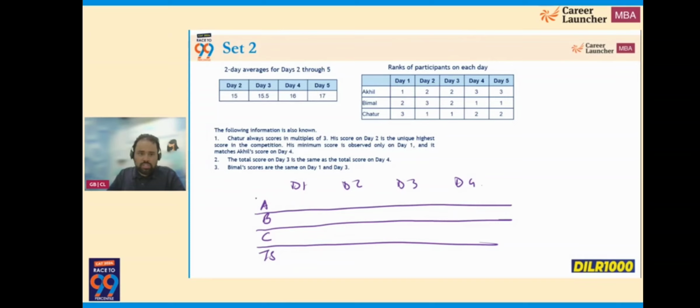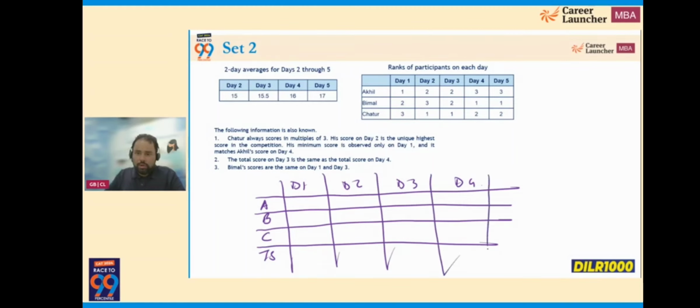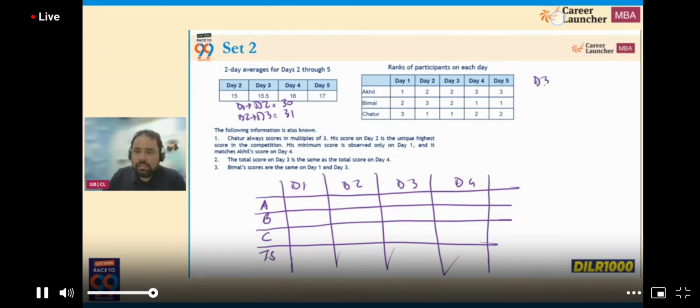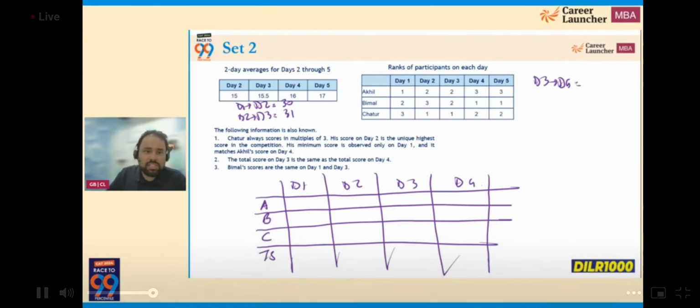Now the question is why am I making this table? Look at the data: according to the data I have the day-wise rank of every person. According to the data I know that day 1 plus day 2 is equal to 30, that is 15 into 2; day 2 plus day 3 is 15.5 into 2, which is 31; day 3 plus day 4 is 16 into 2, which is 32, because that's the 2-day average; and day 4 plus day 5 is 17 into 2, which is 34.